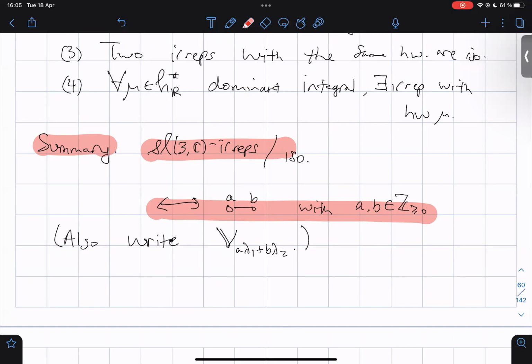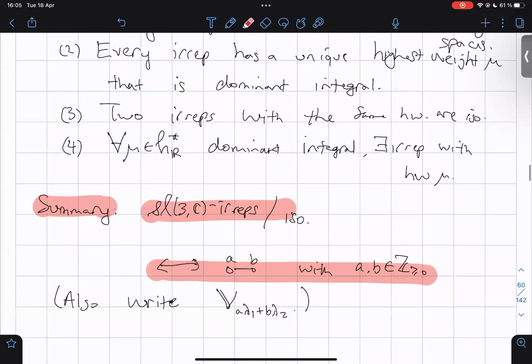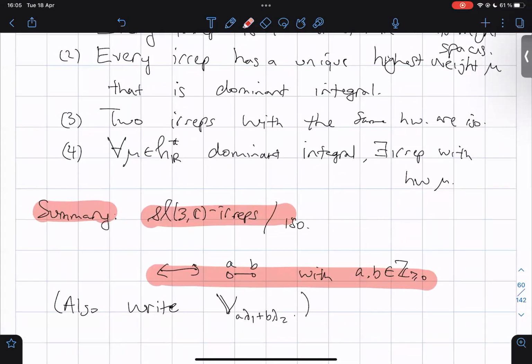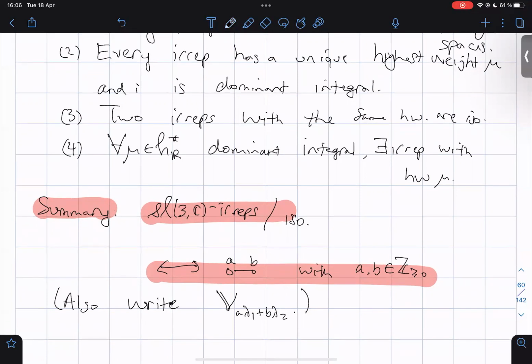Yep, so point two: every irrep has a unique highest weight mu that is dominant integral. Does it have a unique highest weight and it's dominant integral, or if we assume it's dominant integral, then you have a unique highest weight? Every irrep has a unique highest weight, and let's put, and it is dominant integral. Good question. Any other questions there?